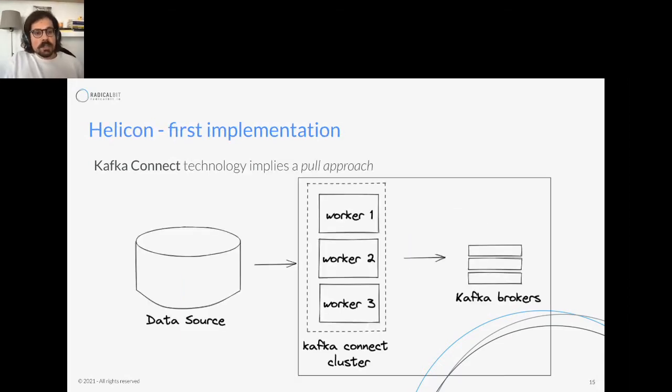So we started our first implementation of the Helicon API using Kafka Connect. It turned out that we needed to require a lot of information from our users. The user needed to log in to the platform, provide valid credentials and connection information like the connection URL to connect to a database, for example, sharing information about the data sources. So we didn't find the flexibility we were seeking.